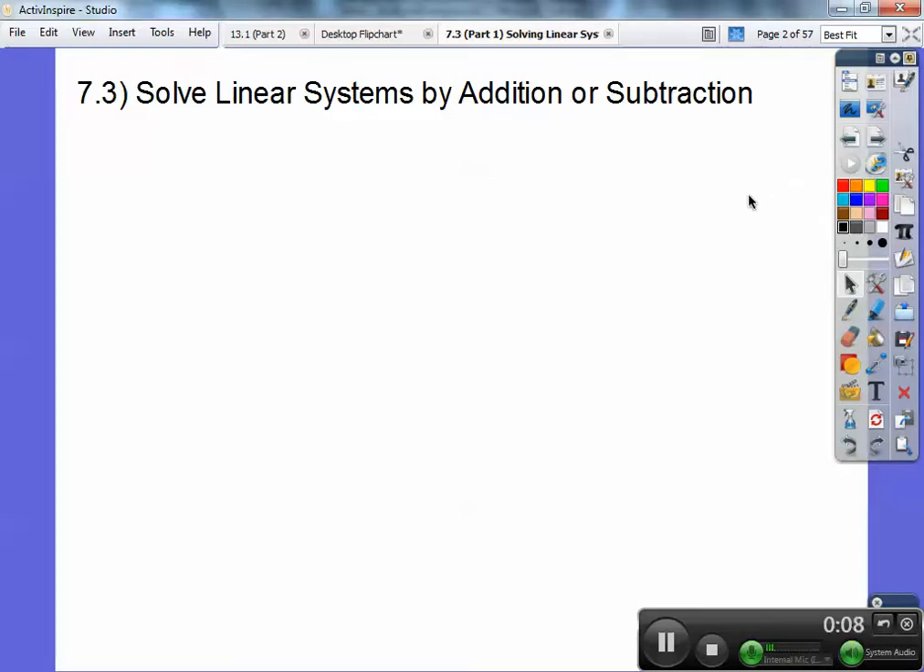And this will be solving linear systems by the addition or subtraction method. I think you'll like this method better than the substitution method, although the substitution method sometimes sets up nicely for a lot of problems. So you just started experiencing the substitution method.